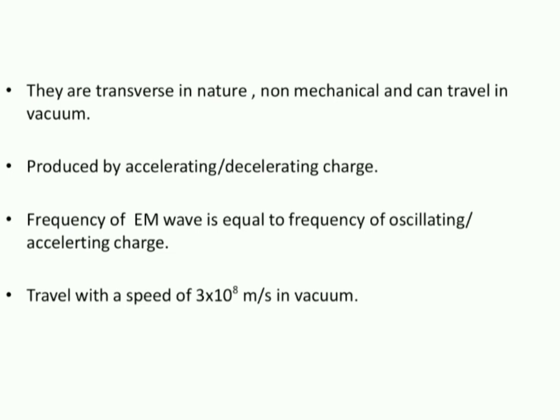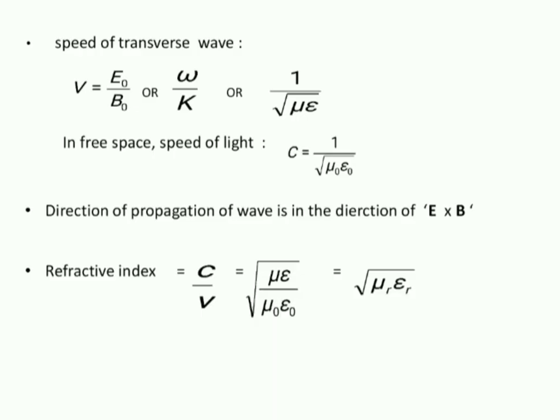Look at the next point. This everybody knows, they travel with a speed of 3 into 10 power 8 meter per second in vacuum. Okay, look at few more properties. What are the formulas that we use for determining the speed of a transverse wave? See, if you know the wave equation, speed is given by amplitude of electric field by amplitude of magnetic field, or omega divided by k. Okay, this we have already studied from progressive wave equations.